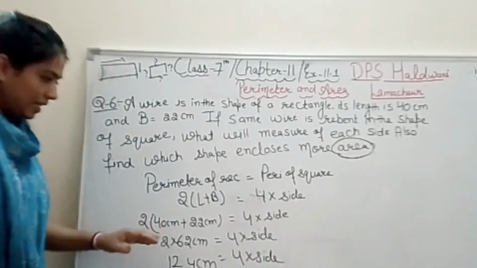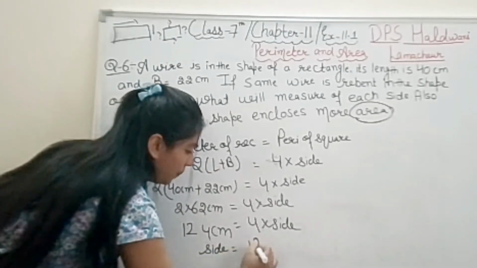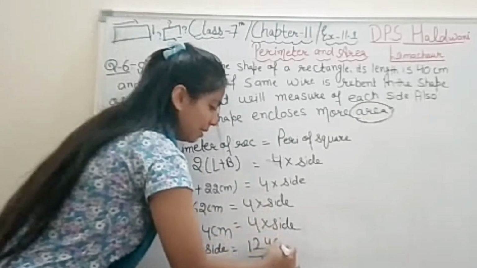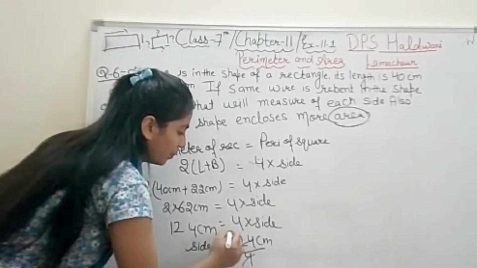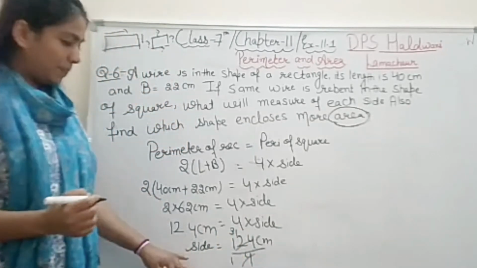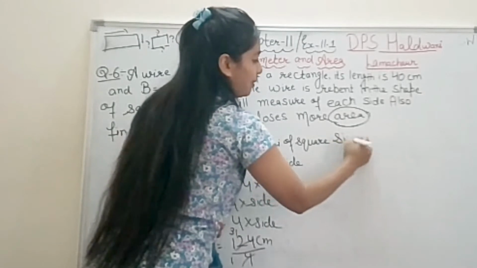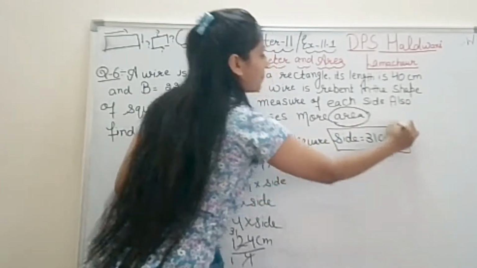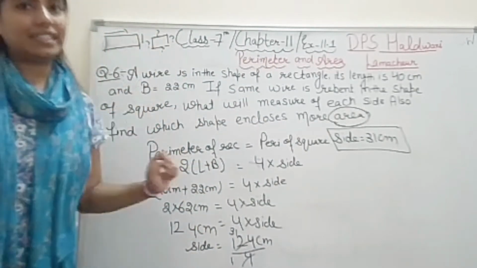Right student? So it means the side we need to find out. Side will be 124 upon 4, right? Because 4 here is multiplication, it will go to divide. So 4 3s are 12 and 4 1s are 4. It means the side is 31 centimeter. So the side given to you is 31 centimeter. Right student? Each side is 31, 31, 31, 31.